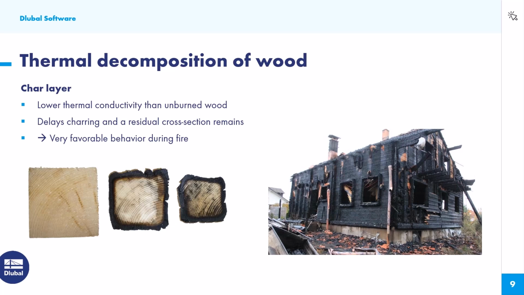A few properties of this char layer. This char layer has a lower thermal conductivity than unburned wood. That's why it delays the charring, and hopefully a residual cross-section remains. And that's the reason why we have a very favorable behavior during fire in case of timber. As you see here, when you check the cross-section after a few minutes, I don't know how many minutes these are, maybe 30 or 60, you will see that the timber inside is brand new. It's still brand new.